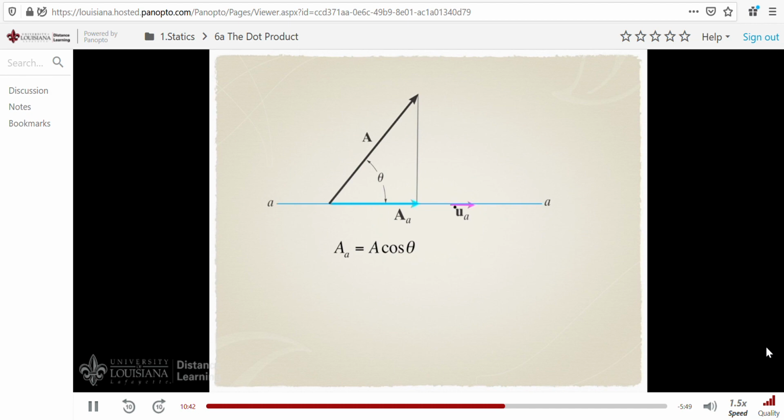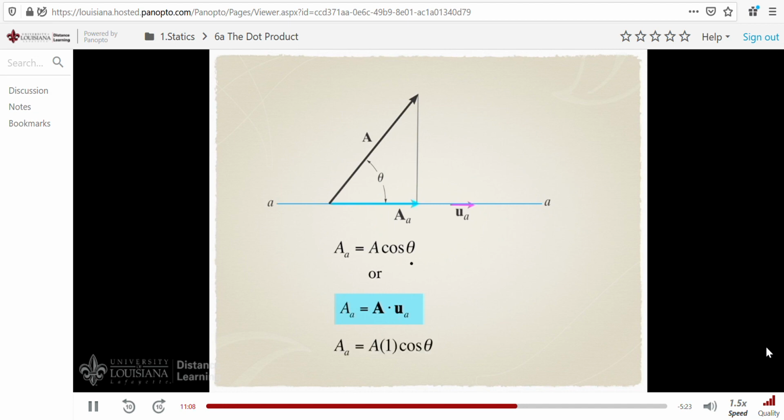Let's consider a unit vector that defines the direction of our axis, and we'll call that U of A. Then we can consider a dot product between U of A and A. In other words, we can write A of A, that is the magnitude of the projected vector, equaling A, the vector, dotted with U of A, the vector defining the axis, and it will give us our result right here.